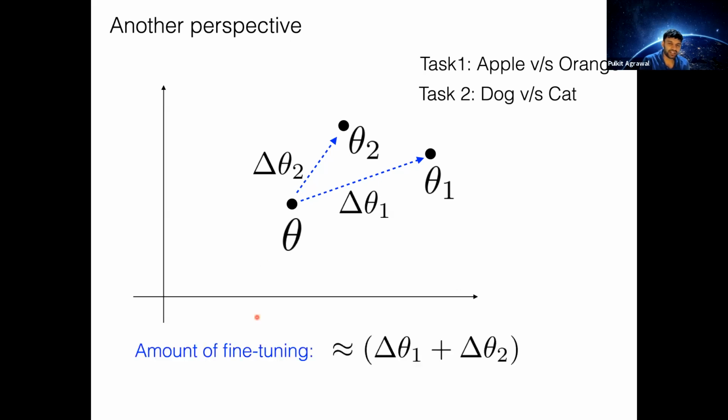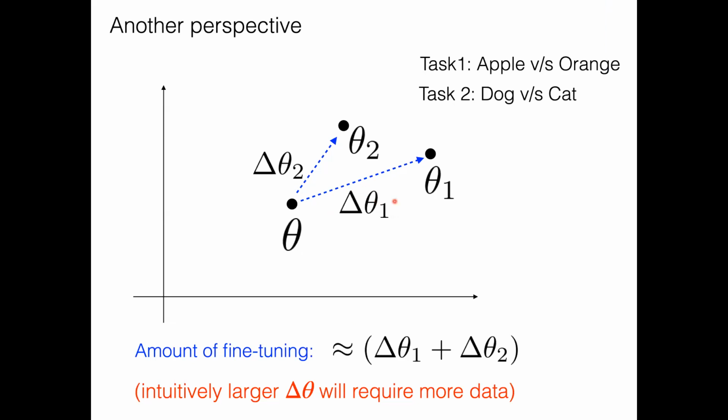So the amount of fine tuning I have to do to solve task 1 and task 2 is the sum of delta theta 1 plus delta theta 2. Intuitively, the larger the delta theta is going to be, the more data we will need. Because if I want to make big changes in my parameter space, I better be sure that those changes are good. And how do I become sure about that? If I have larger amounts of data on which my loss goes down.